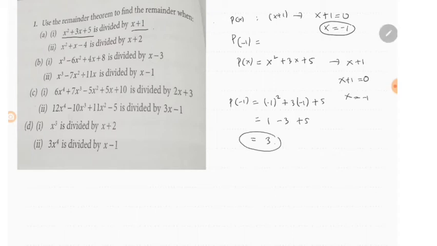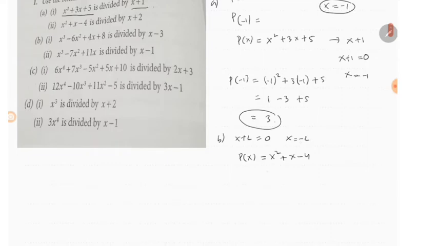So that's for (i). It's the same thing for (ii). For (ii), our x plus 2 equals 0, then our x equals negative 2. After you get x equals negative 2, you put it in p(x). So p(x) equals x squared plus x minus 4. So you substitute negative 2 in p(x). So negative 2 squared plus negative 2 minus 4. Negative 2 squared is 4, minus 2 minus 4, so equals negative 2. So our remainder for (ii) is negative 2.